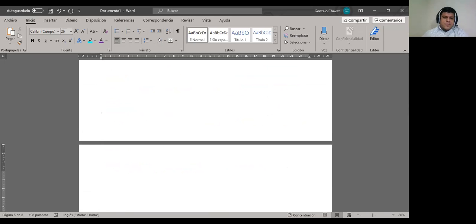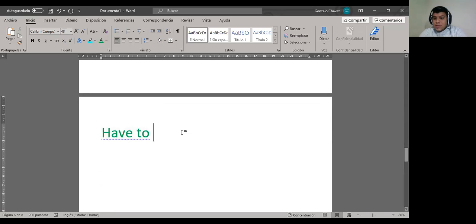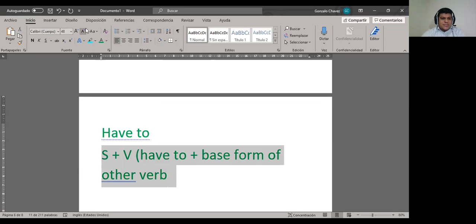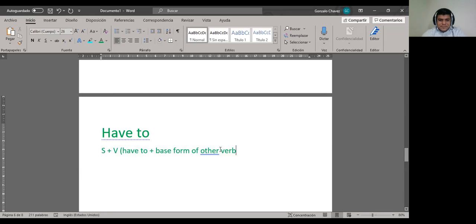Also, let's go over another topic. We were talking about responsibilities. And for responsibilities, we were talking about have to. In this case, remember you go for subject. In this case, the verb. But the verb is going to be have to plus a base form of another verb. Let me do this smaller so probably it's visually more appealing. And then plus complement in this case. Right? This is applicable when we have subjects.